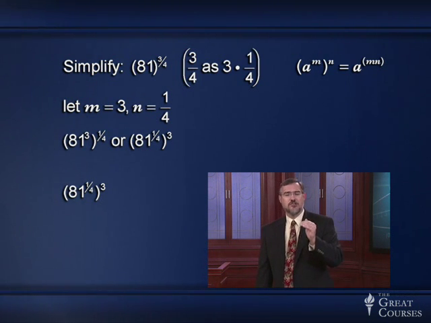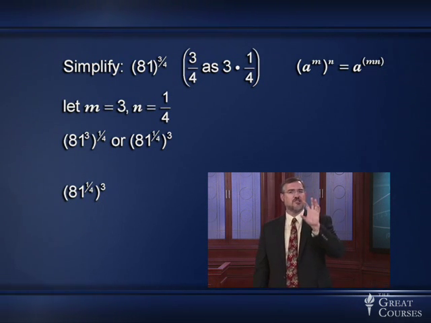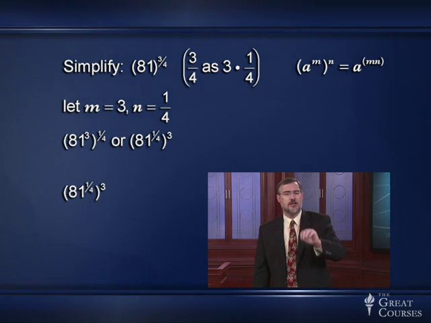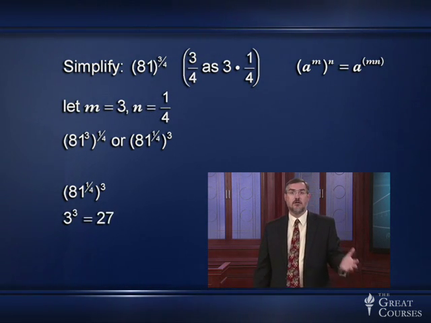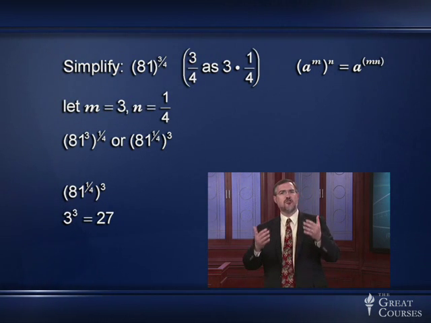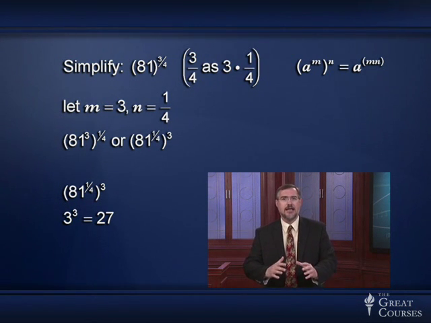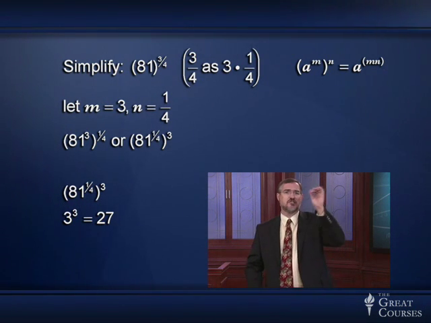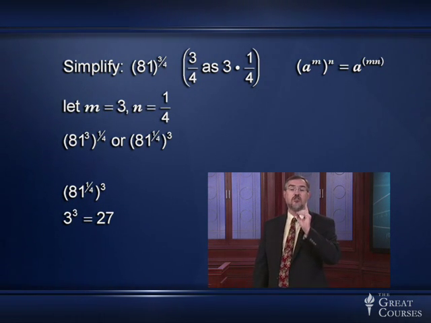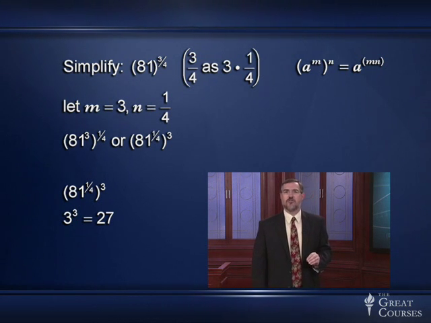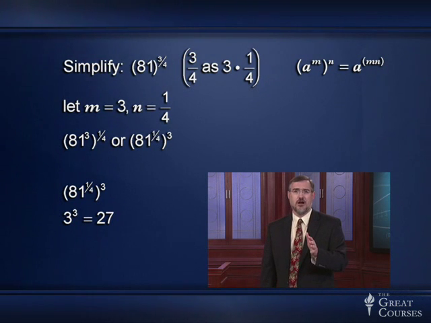So the original problem is the same as 81 to the 1/4 to the 3rd power, but what's inside those parentheses is just a 3, and that means you're just looking at 3 to the 3rd power, which is 27. The final answer is 27. And do you see how doing the 1/4 power first actually made the problem get smaller, and then the cubing, or raising something to the power of 3, was easy? It's much better than trying to find the 4th root of 531,441.